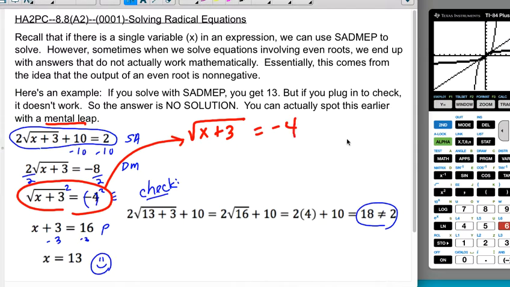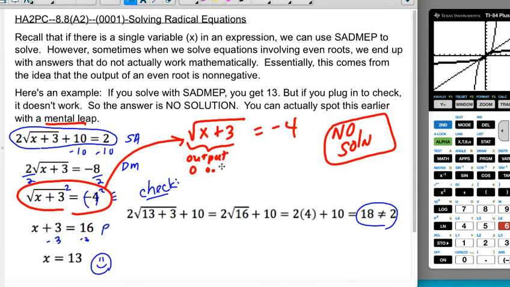At this moment, I know from doing a lot of high school math for a very long time that there's no solution. And the reason I know that is I know that the output of this expression is non-negative. It has to be 0 or positive, right? Non-negative, so 0 or positive. And I look on this side and I say, wait a second, that's a negative. That's not possible. A 0 or positive output can't equal negative 4. I'm done, there's no solution.